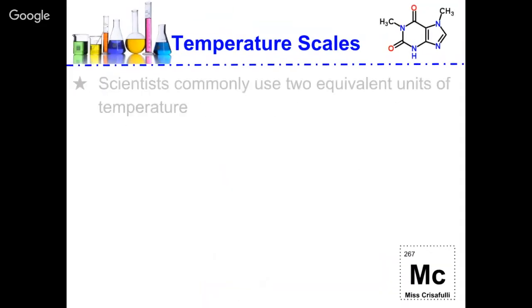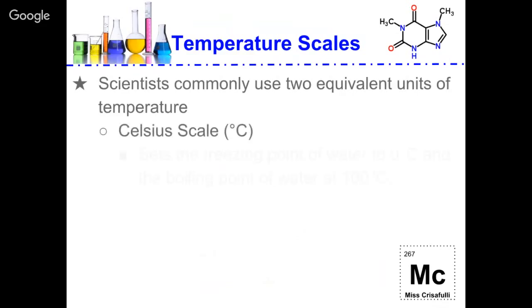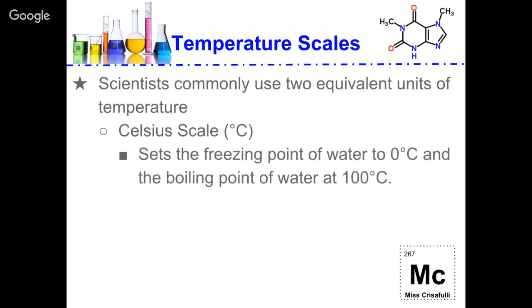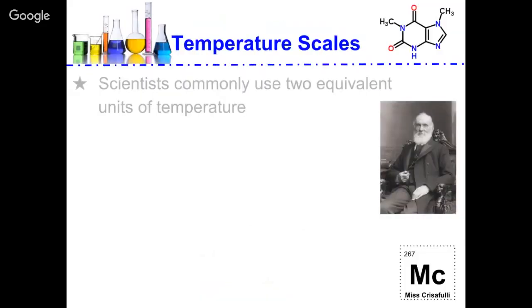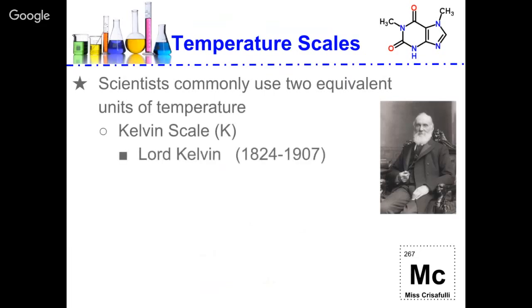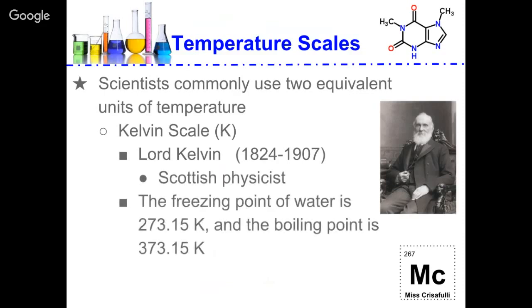So let's talk about temperature scales. Scientists commonly use 2 equivalent units of temperature. They use Celsius, which sets the freezing point of water at 0 degrees Celsius and the boiling point of water at 100 degrees Celsius, or they use the Kelvin scale. This came from Lord Kelvin, 1824 to 1907, a Scottish physicist. It puts the freezing point of water at 273.15 Kelvin and the boiling point at 373.15 Kelvin.